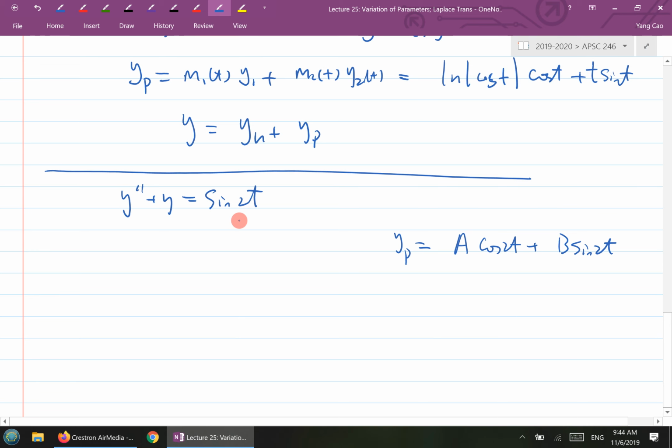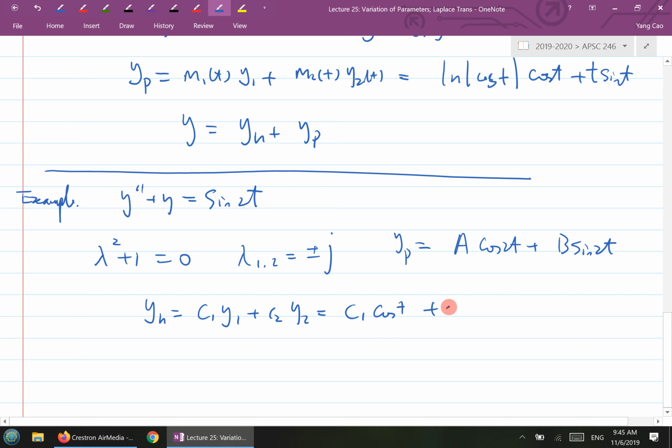But it depends on how comfortable you are with integration, because you're going to have to deal with integration right here. So let me quickly show you how I solve this using variation of parameters. First, I obtain the characteristic equation in lambda. This is the same characteristic equation as in the previous example. So your YH equals C1 times Y1 plus C2 times Y2, so C1 cosine t and C2 sine t.